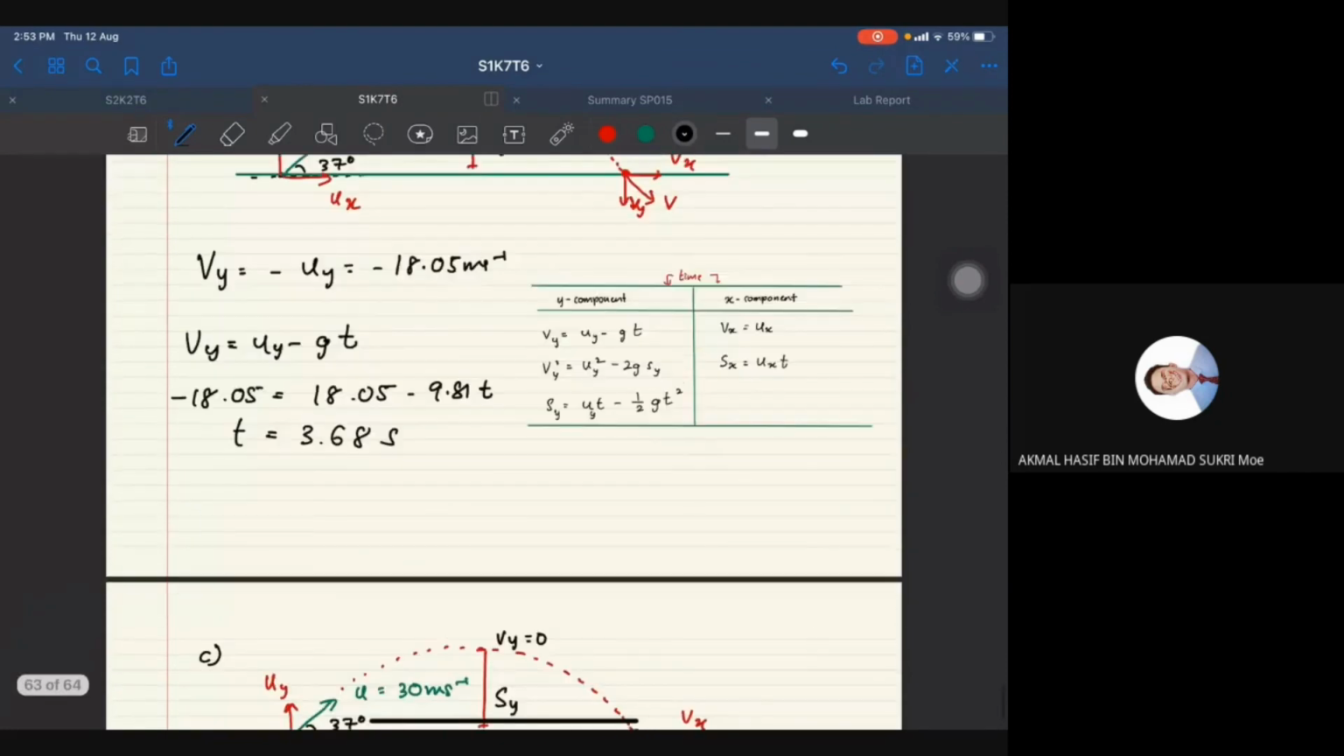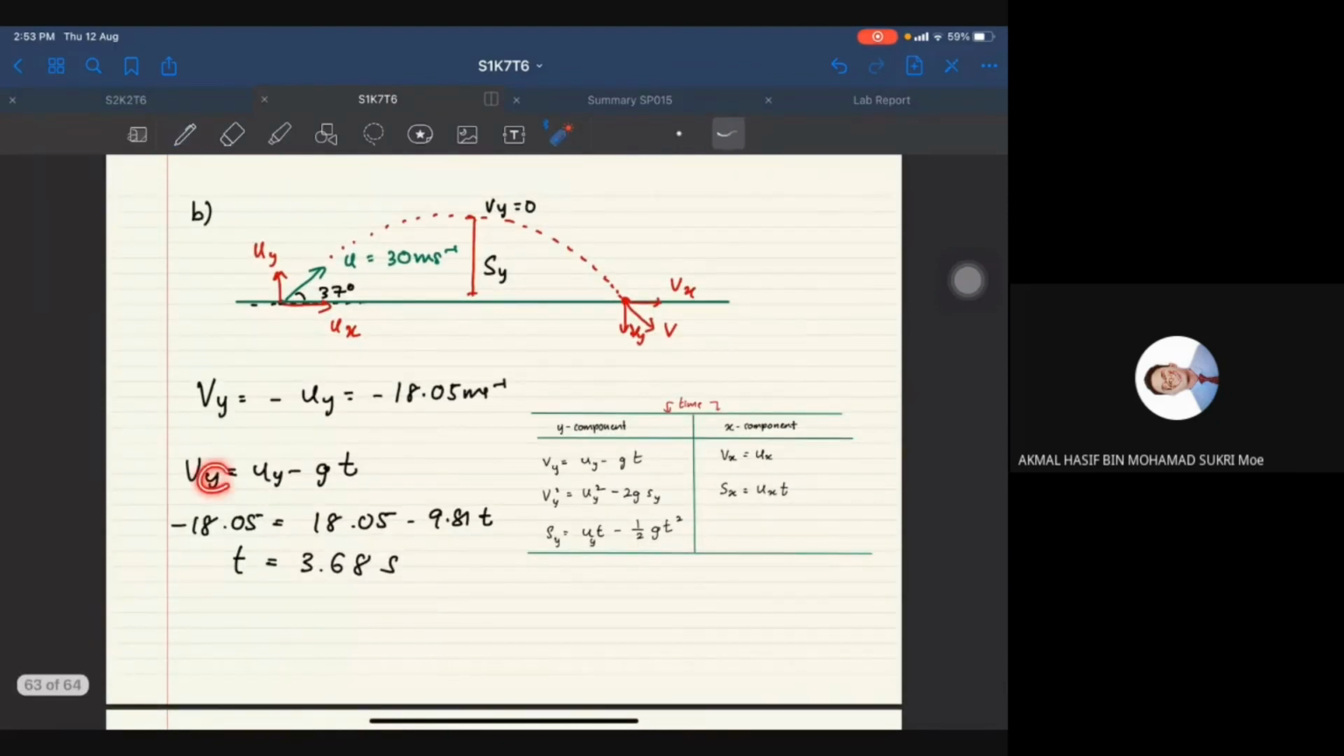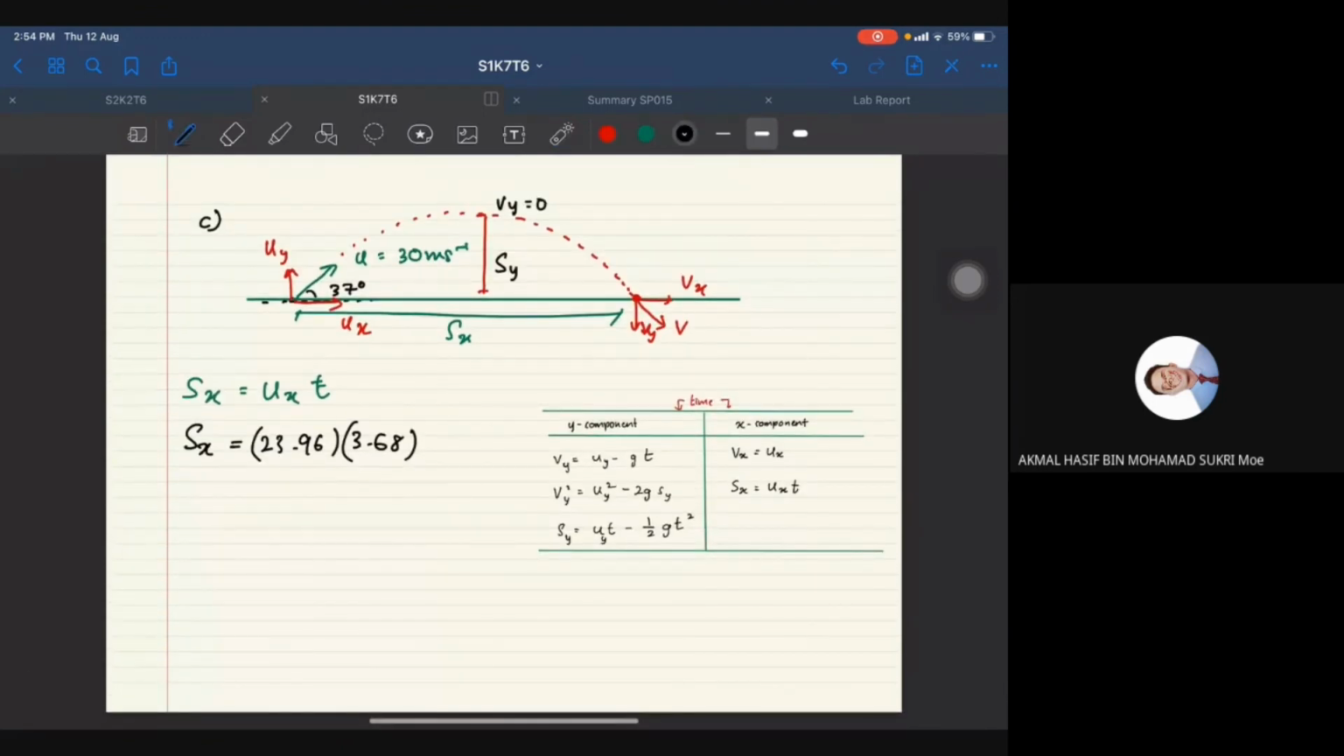Okay, perasan tak? Time ni tadi kita kira untuk Y component. So maksudnya waktu dia naik dengan waktu dia turun balik, waktu dia adalah 3.68. But at the same time, dia actually gerak this direction. Dia cakap X dengan Y tu perantara dia adalah time tu. So you can use the time, substitute. .17. Okay. Faham? Faham saya. Okay, good.